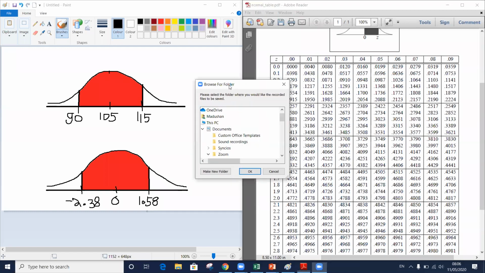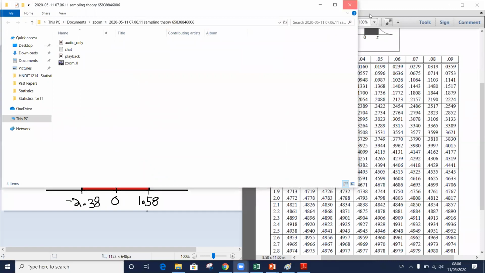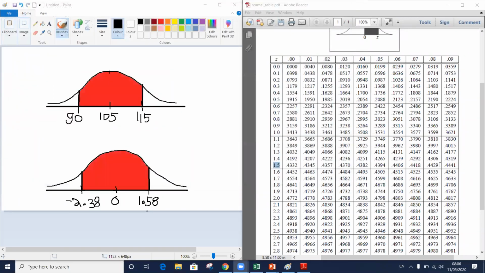1.5 is here, right? 1.5 is here. 8 is here. So the relevant probability value is this, 0.4429, right? From 0 to 1.58, for this area the relevant probability value is 0.4429.